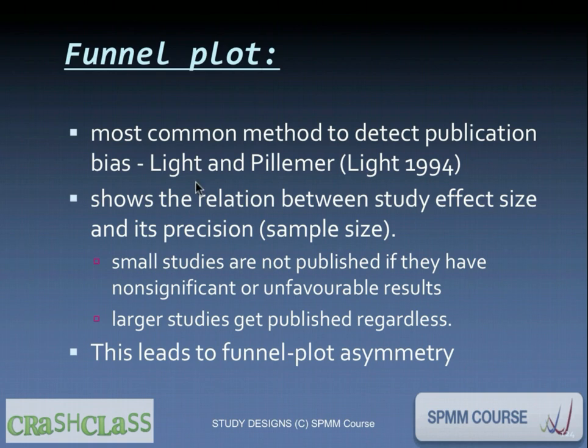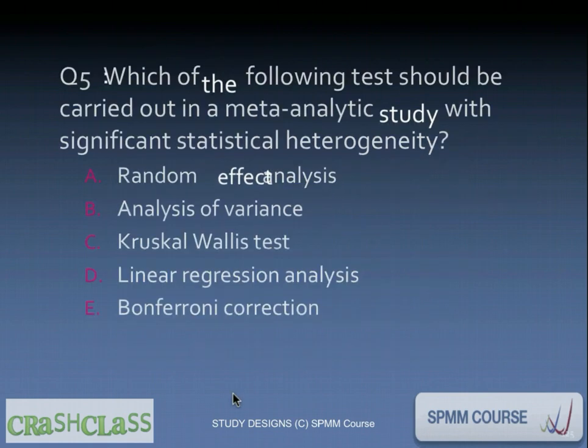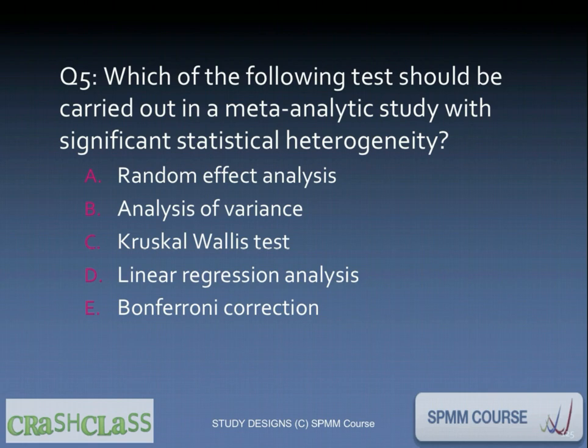This was initially proposed by Light and Pillemer, and this shows the relationship between effect size and precision. So that's what I was saying so far. Funnel plot asymmetry is an indicator of publication bias. Which of the following tests should be carried out in a meta-analytical study with significant statistical heterogeneity? You know the answer for this. If there is significant statistical heterogeneity, you will automatically choose a random effect analysis.